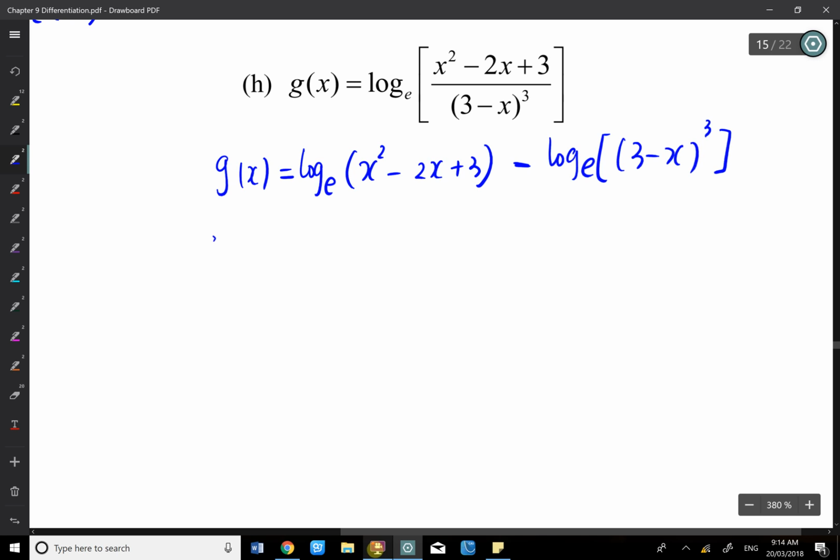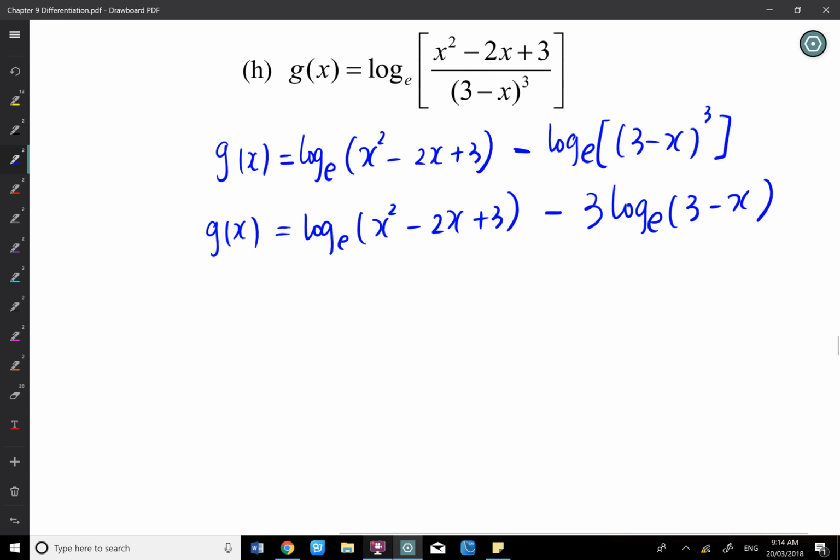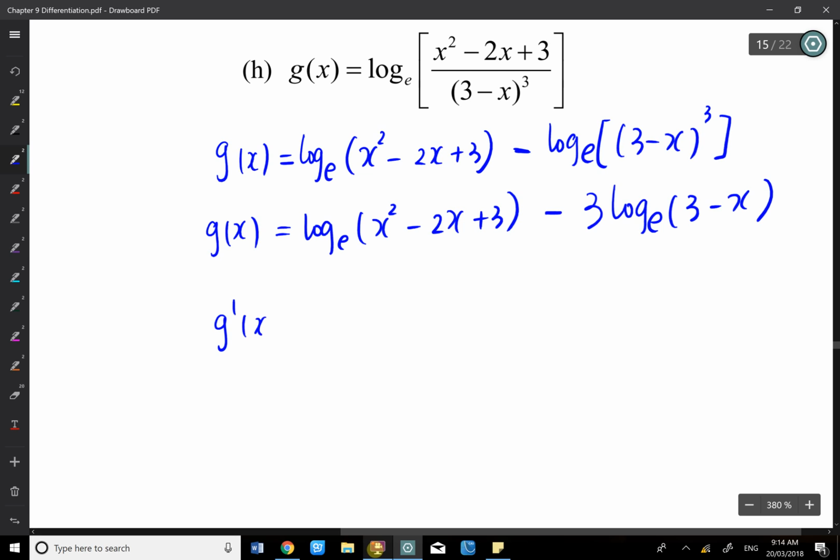The third one, yeah. So g(x), the first part will remain the same. And then what we have here? Minus 3 log e (3 minus x). Okay, bring the power into the front. Can you see how nice this function looks now compared to the original function? So now we can derive it.